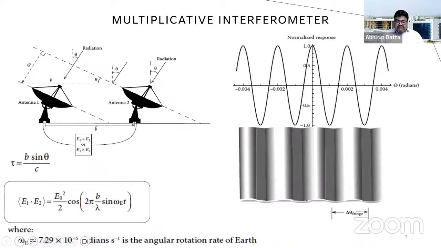If you're looking at a single baseline or single pair of antennas, then it gives rise to something called fringe. The frequency of this is given by this thing in the bracket, and that's for 1.